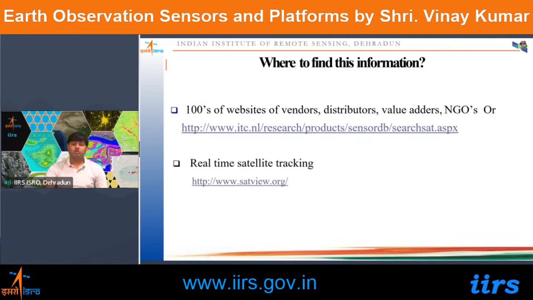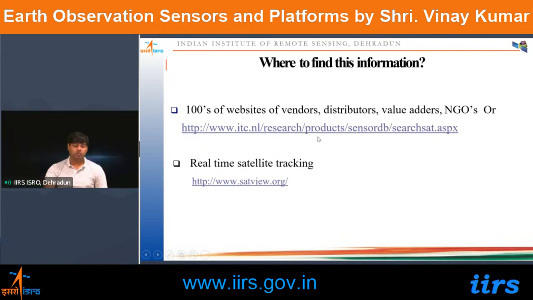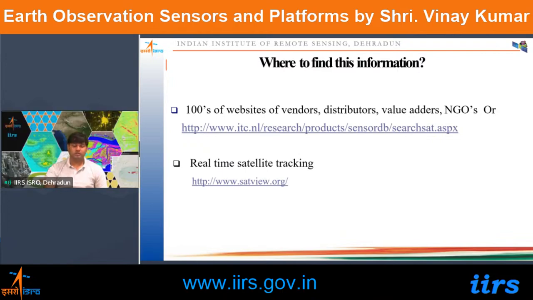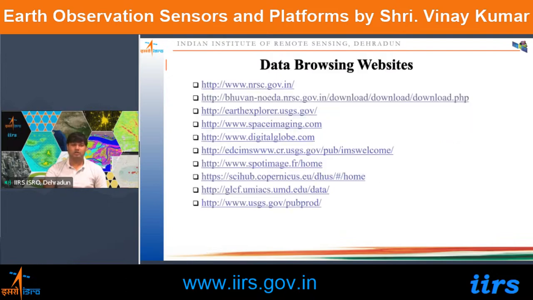Now, where should we get this kind of information? ITC has prepared a kind of database. You can visit this website and see which satellites are launched, which satellites will be launched in future, what the sensor specifications are, and where you can place the data order. You can get that information from this. If you want to do real-time satellite tracking, you can visit this website, and from there you can track some of the satellites.